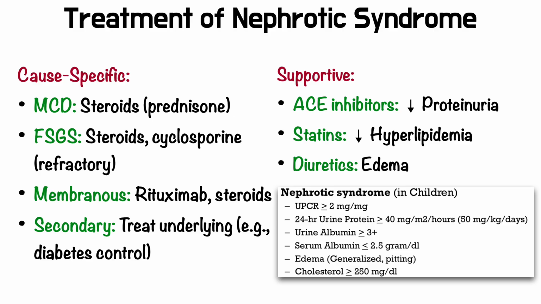So this is the diagnostic criteria for nephrotic syndrome actually. So urine protein creatinine ratio is greater than 2 mg per mg, right? 24-hour urine protein should be greater than 40 mg per meter square per hour, right? And urine albumin should be greater than 3 plus, and serum albumin is less than 2.5 gram per deciliter. Edema is generalized pitting starting from the eyes, that is periorbital region, and cholesterol is greater than 250 mg per deciliter, but we consider 200 in children.